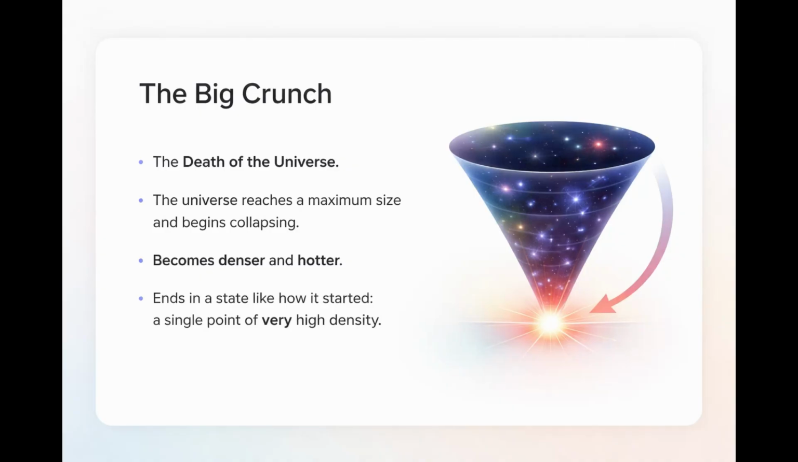One hypothesis is the Big Crunch. This theory suggests that at some point, the expansion of the universe will halt. Gravity will take over, causing the universe to collapse back in on itself. It would become incredibly dense and hot once again, eventually crushing everything back into a single point of infinite density, much like the singularity that started it all.